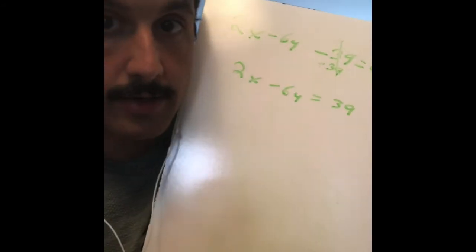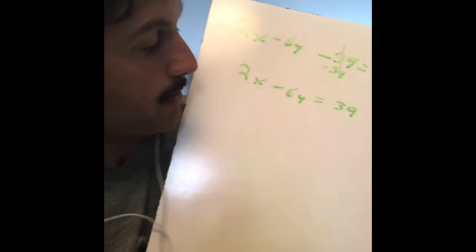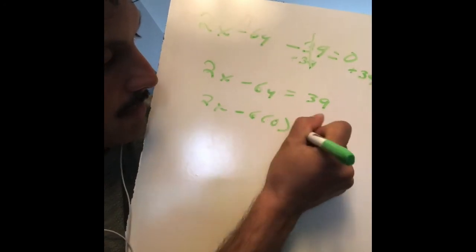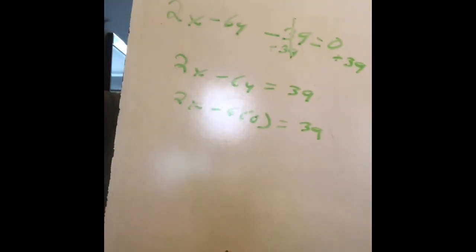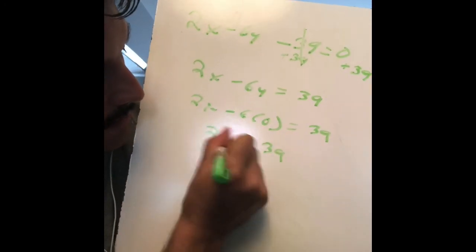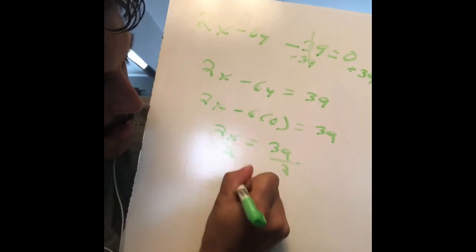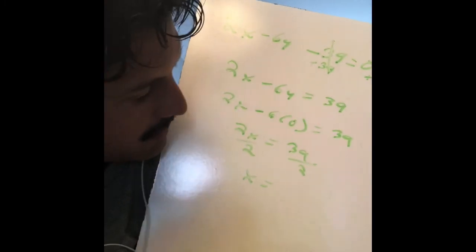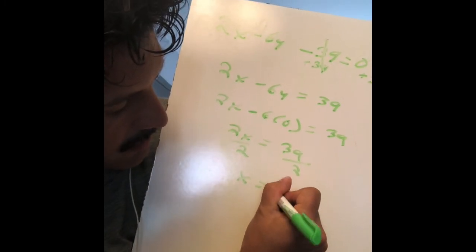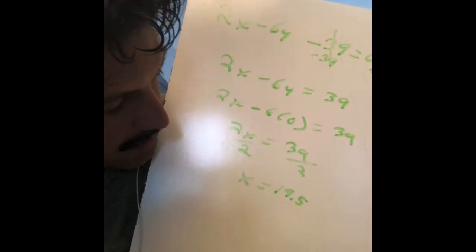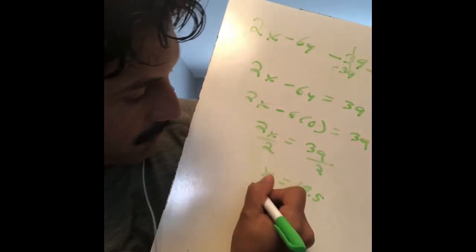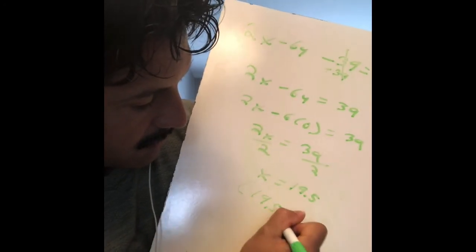Now, again, you're going to set your x-intercept when y is equal to 0. So 2x minus 6 times 0 equals 39. 2x equals 39. Divide by 2, divide by 2. X equals 19.5. So that is the point 19.5, 0.